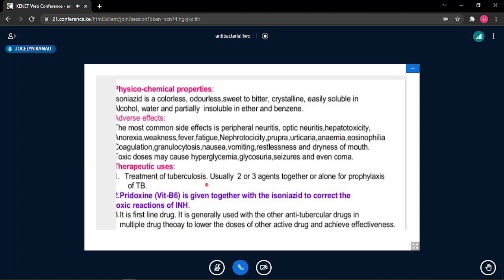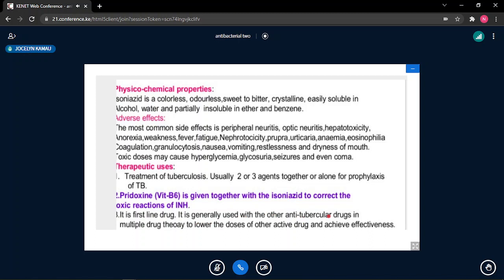Therapeutic uses, of course, we use it in the management or treatment of TB, usually 2 or 3 agents together, or alone for prophylaxis. Mainly, as we have said, we give it in combination with other drugs, to avoid or delay toxicity. More often than not, it's also given with vitamin B6 to minimize or reduce its toxicity. It is a first-line drug.